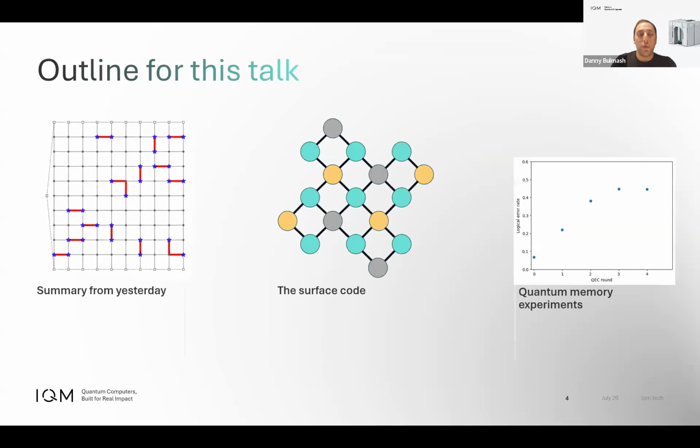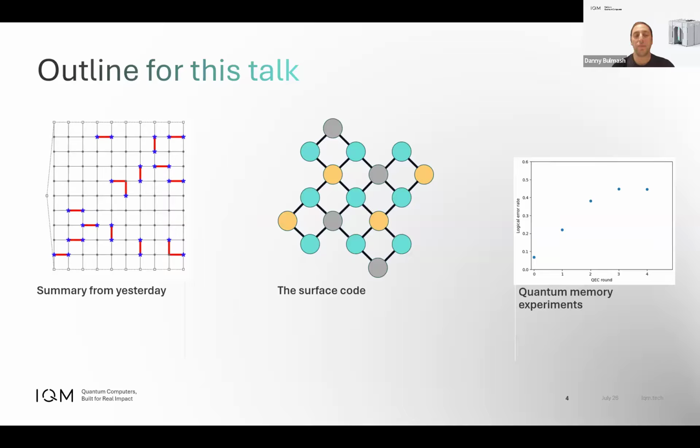All right. So with that in mind, I'm going to give a brief summary from yesterday, emphasizing some of the key points that I'm going to directly reference today. And then I'll talk about the surface code, and then talk about quantum memory experiments and what we're actually going to be trying to measure today.